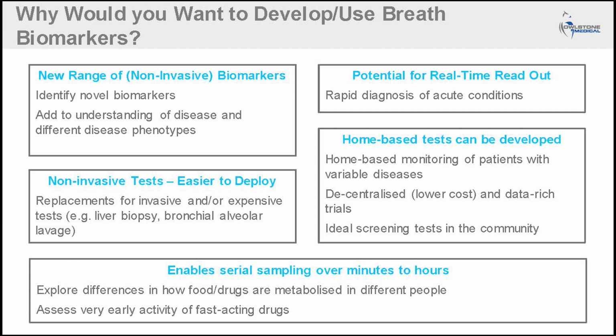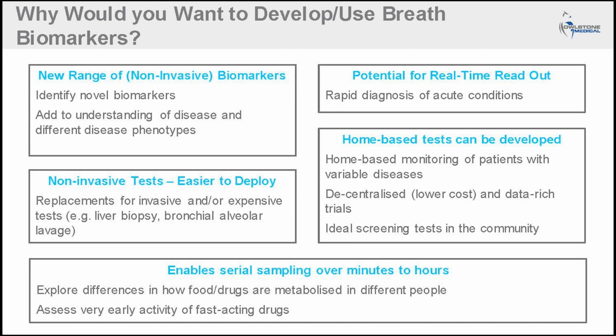One of the ones I hear a lot is the molecules we're looking at in breath present a new range of potentially non-invasive biomarkers. It's a different range of biology that we're able to study. So this gives you the potential to identify novel biomarkers, potentially in diseases where that's been hard to do before. But it also adds to understanding of disease and maybe helping to understand different disease phenotypes as well, when layered on top of, for example, other omics.